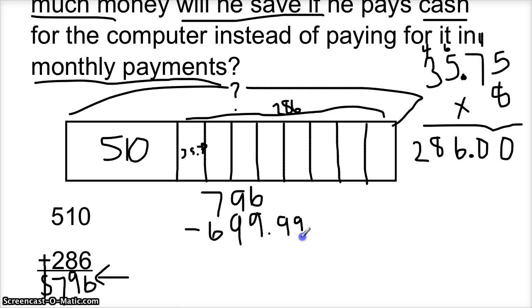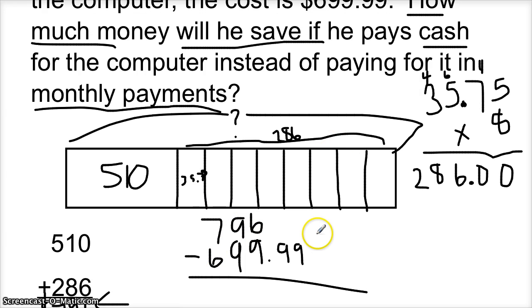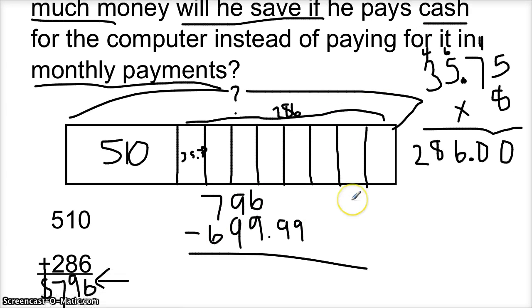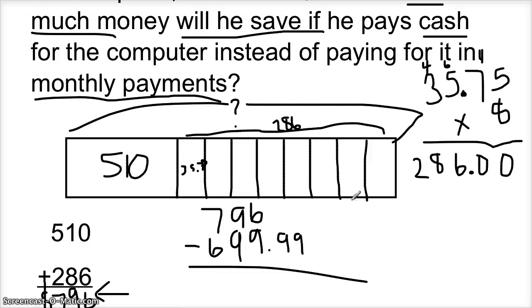So here I have my problem set up. 796 has to go on top because 700 is bigger than 600. And I'm finding the difference between monthly payments and cash. So go ahead and try this problem on your own. Pause it if you get stuck. Okay, the first thing I want to do is add my placeholder zeros here, just so that I know I can take these away from here.